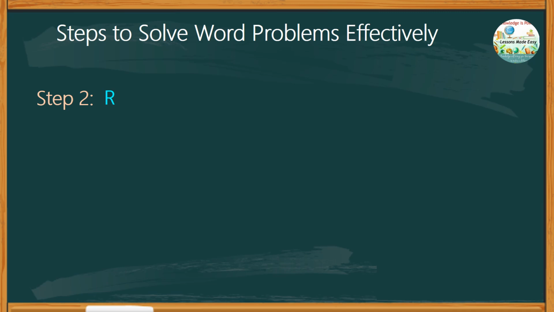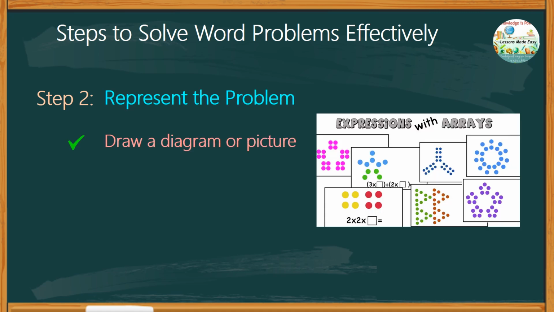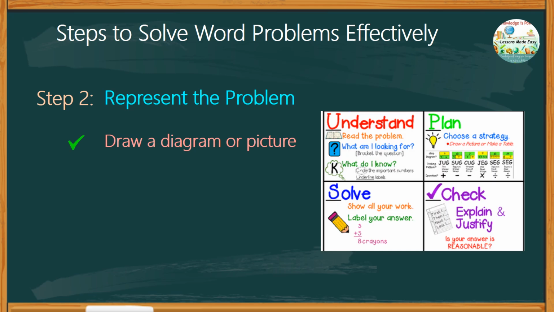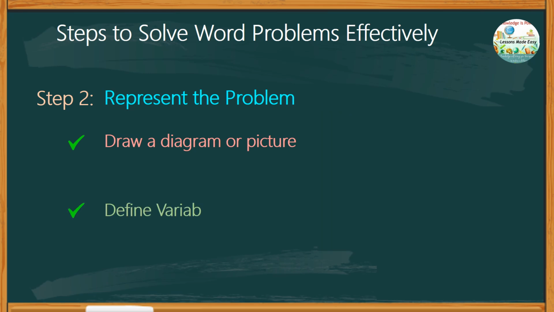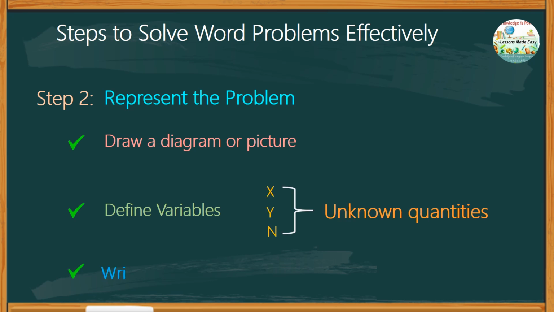Step 2 is to represent the problem by drawing a diagram or a picture. Visualize the problem with sketches, charts, or graphs. Define variables by assigning symbols like x, y, or n to unknown quantities. Write down the given data, including values and conditions.